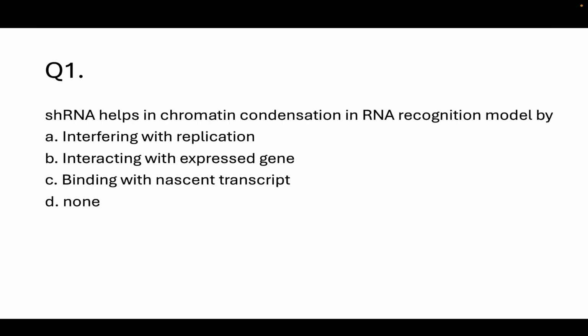So here is your first question. shRNA, that is small heterochromatic RNA, helps in chromatin condensation in the RNA recognition model by: interfering with replication, interacting with the expressed gene, binding with the nascent transcript, or none. Which one is it? Please try to answer this question. Write the answer in the chat box, then we'll discuss it.